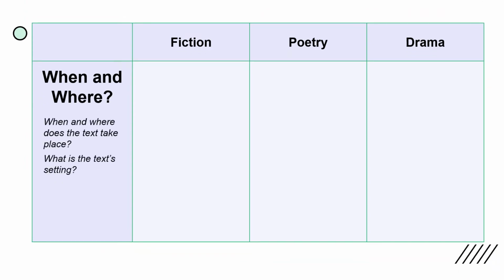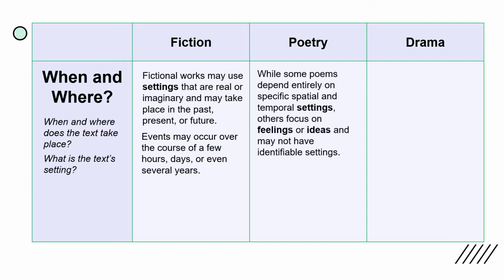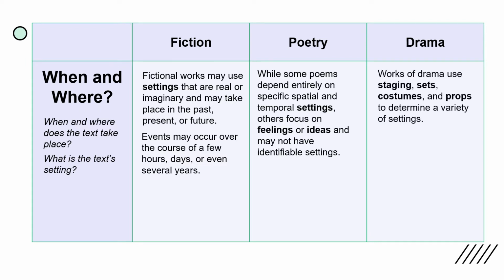Next, when and where does the text take place, and what is the text setting? Fictional works may use settings that are real or imaginary and may take place in the past, present, or future. Events may occur over the course of a few hours, days, or even several years. While some poems depend entirely on specific spatial and temporal settings, others focus on feelings or ideas and may not have identifiable settings. Works of drama use staging, sets, costumes, and props to determine a variety of settings.